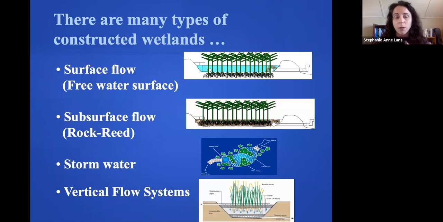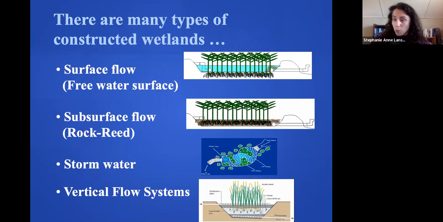The basic ones are a surface flow wetland, or you also hear them described as free water surface, so FWS. And basically, as that means, you can see the water. It's free water surface. A subsurface flow is also called a rock reed system, where basically you do not see the water. The water is flowing underneath the surface of the wetland, and the plants do emerge out, but it flows through a rock subsurface, and often you'll have reed plants that are then emerging out.